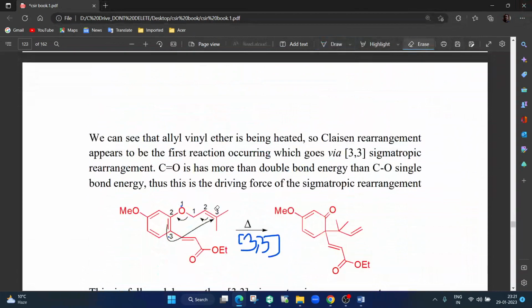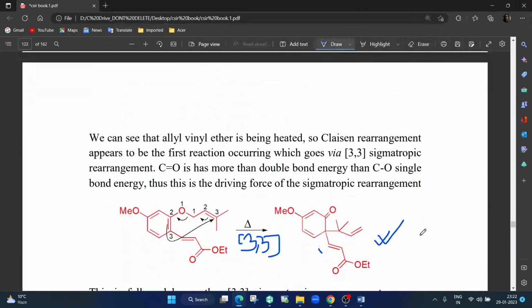6 means it is a 4n plus 2 aromatic system, so it will undergo the reaction under thermal conditions. If it was something like 1,1,3, then 3 plus 1 is 4, and that would have been under photochemical conditions, right? So here what happens is this breaks here, this comes and attacks here, it comes here, and you get this product. Now you get a C double bond O, a huge driving force, and that's why it undergoes this rearrangement.